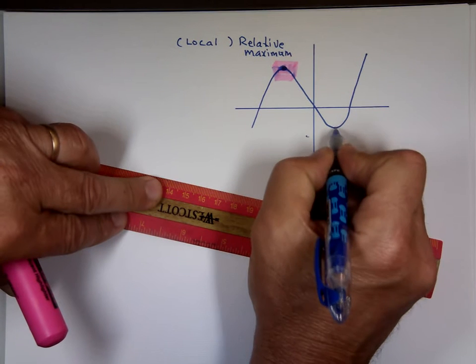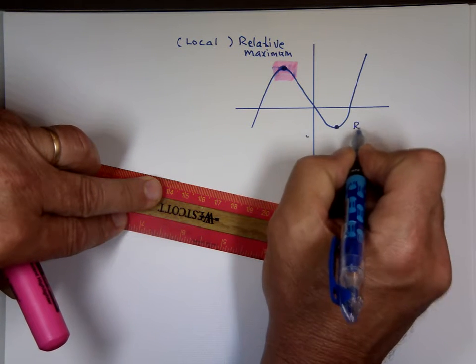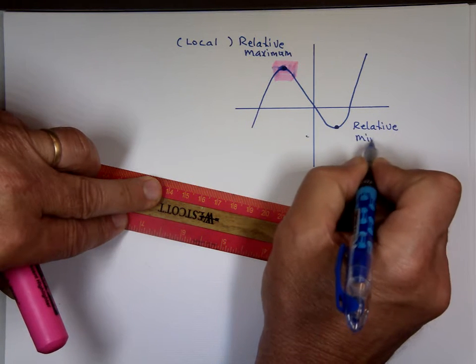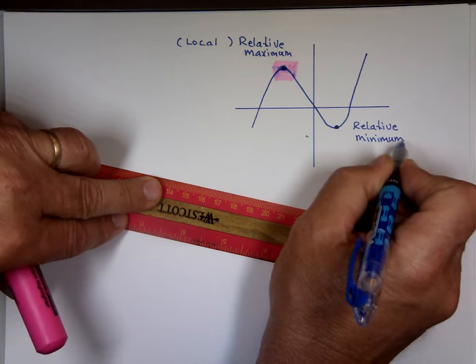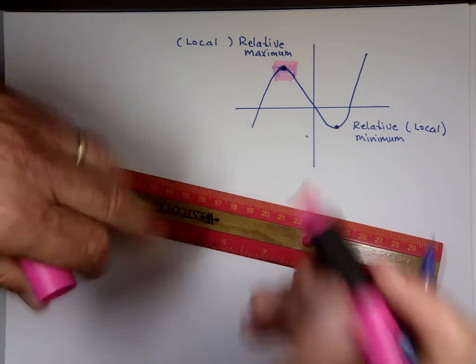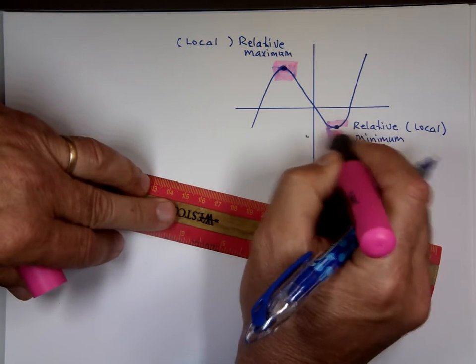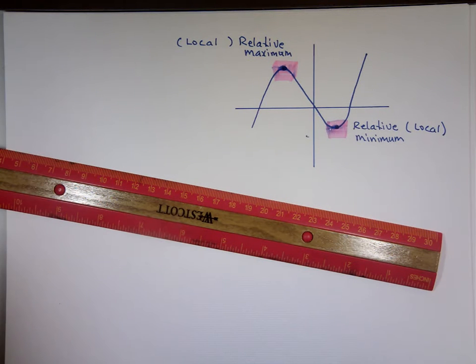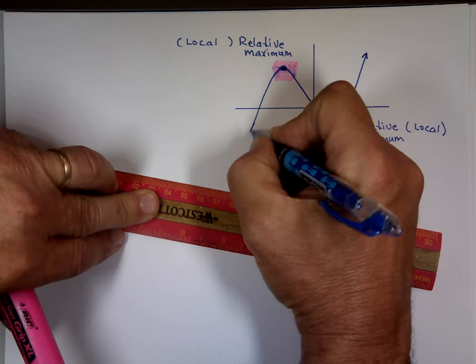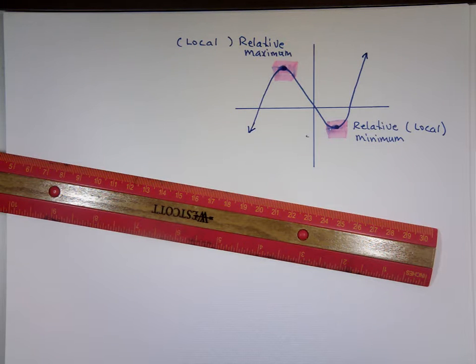And in this neighborhood, this is what? Relative min. Or instead of relative, again, we can call it local min. In this neighborhood, that is the smallest y value that you see there. If this function continues to go up and down, we do not have what we call an absolute min or absolute max. Absolute means the largest y value, and absolute min, the smallest y value of the entire graph.